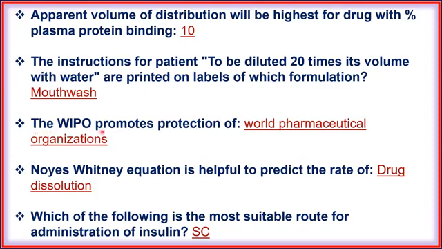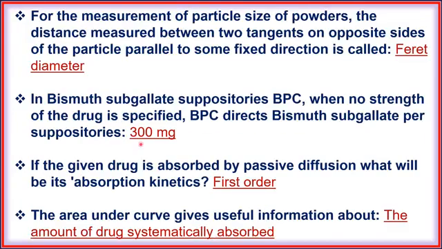Next, the WIPO promotes protection of intellectual property. Next, the Noyes-Whitney equation is helpful to predict the rate of drug dissolution. Next, which of the following is the most suitable route for administration of insulin? Subcutaneous. Next, for the measurement of particle size of powder, the distance measured between two tangents on opposite sides of the particle parallel to some fixed direction is called Feret diameter.